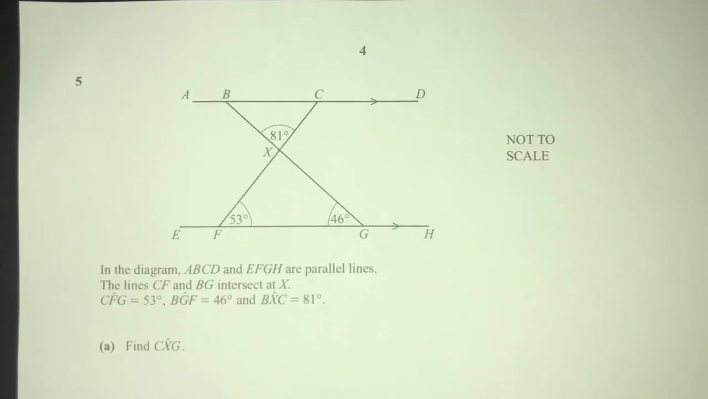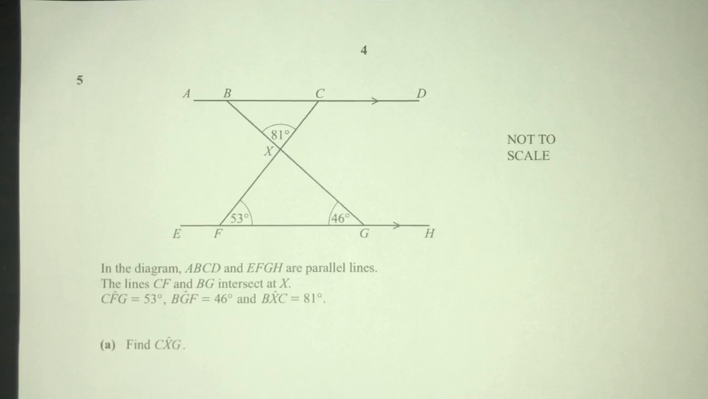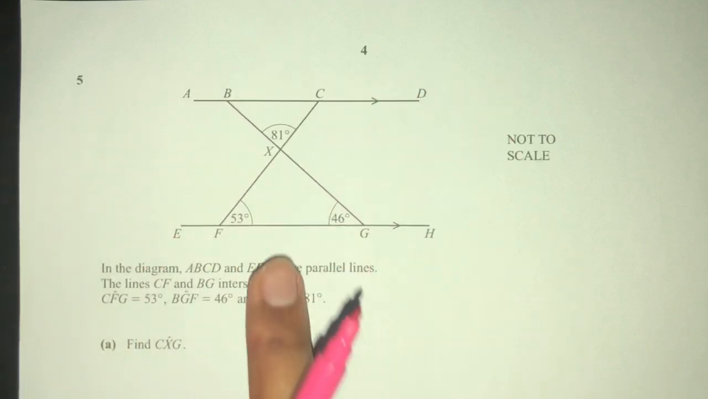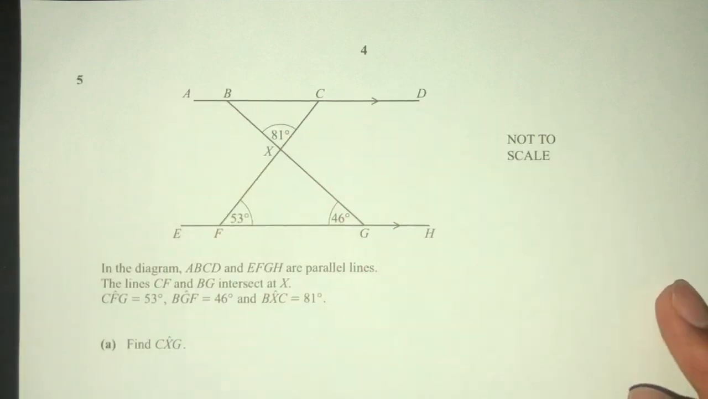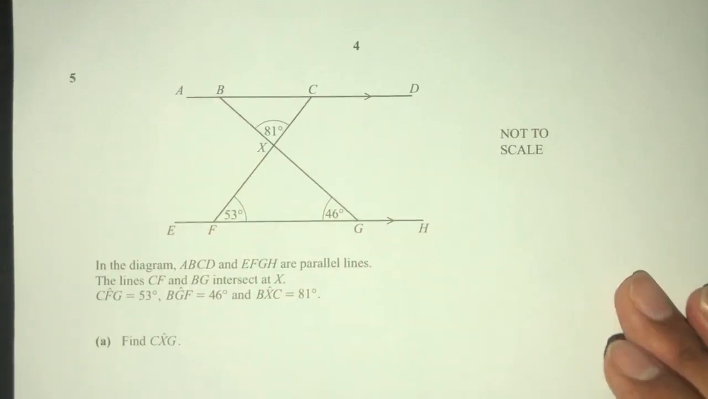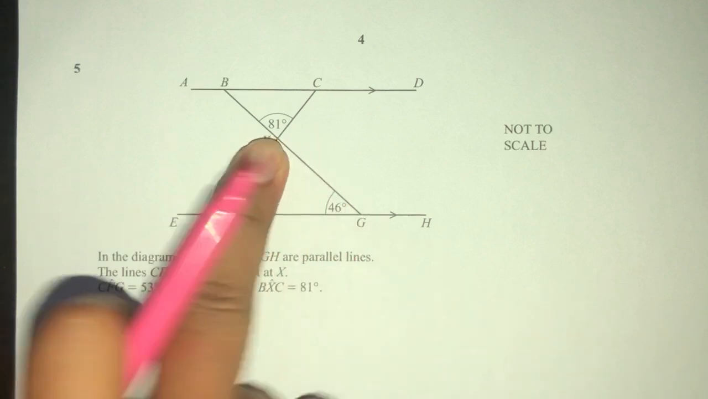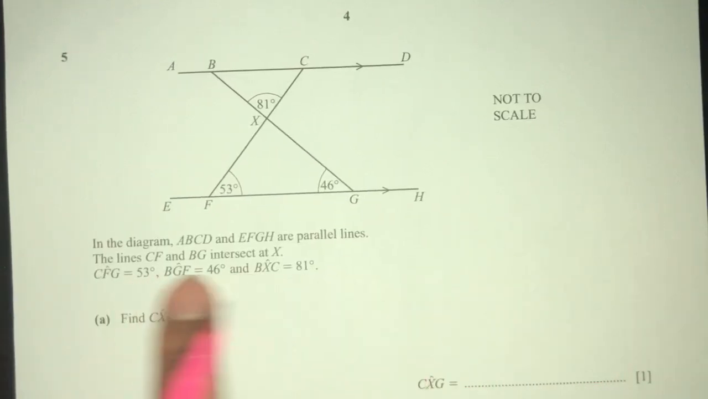Now let's move on to question number 5. So here we have A, B, C, D, E, F, G, H. These are two lines which are parallel, which means they are in the same direction. Now we have CF and BG intersect at X. So the point X is right here. And then we have all the following angles given to us.